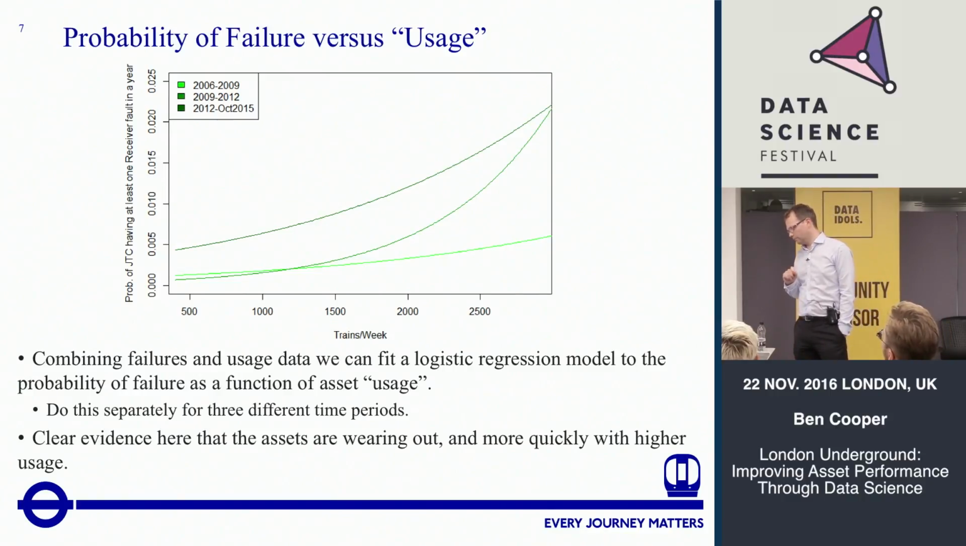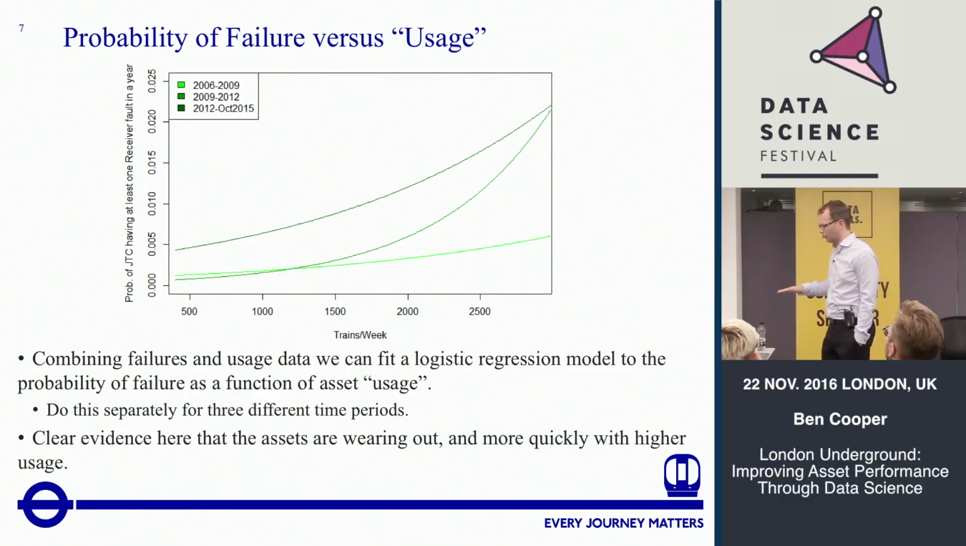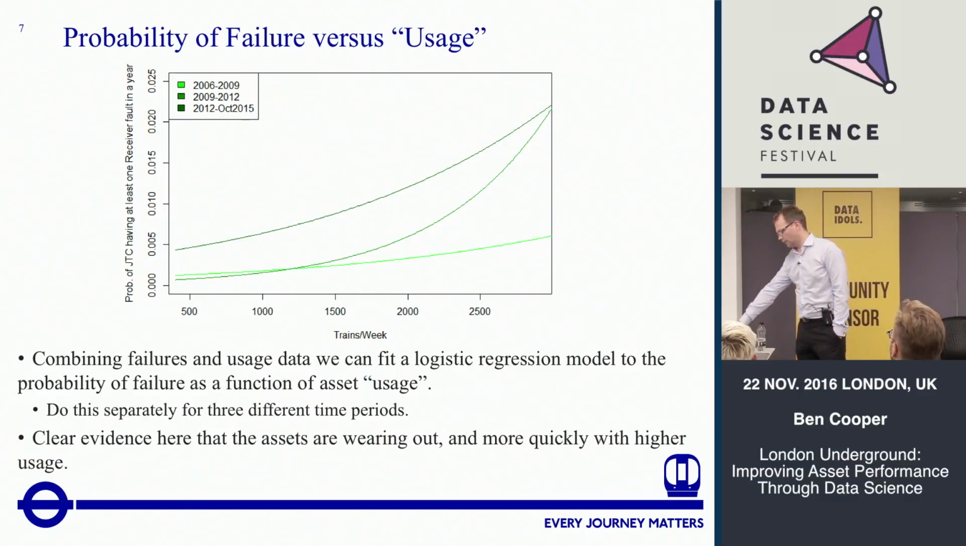To look at this in a bit more detail, we've combined the failures and usage data and done a logistic regression fit to model the probability of failure as a function of asset usage. Along the x-axis you've got trains per week, so the usage of the asset. On the y-axis you've got the probability of at least one failure of that asset in a year. You can see clearly that there's a relationship between the usage and the probability of failure.